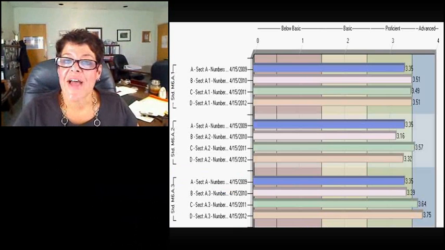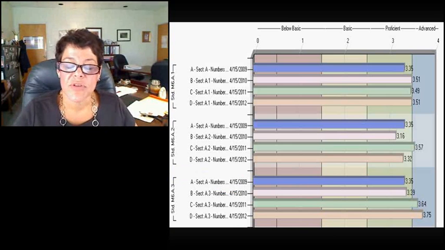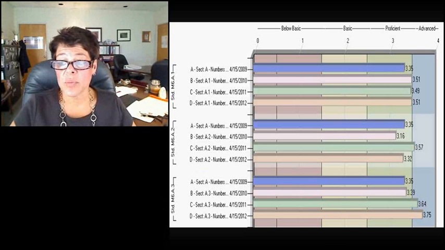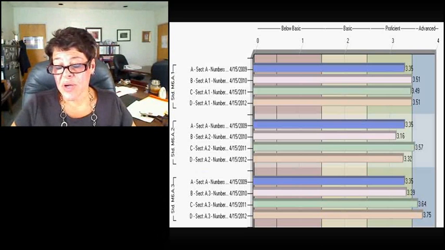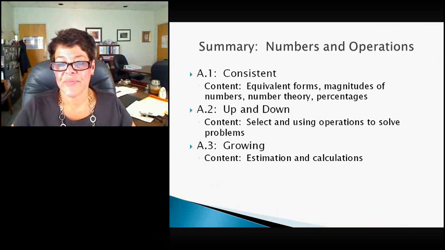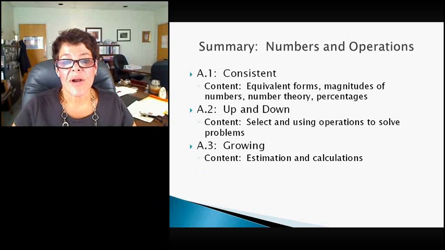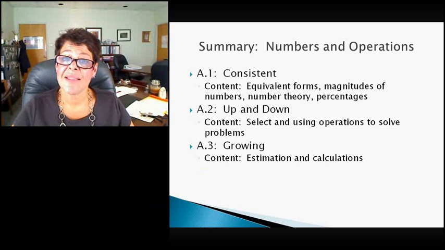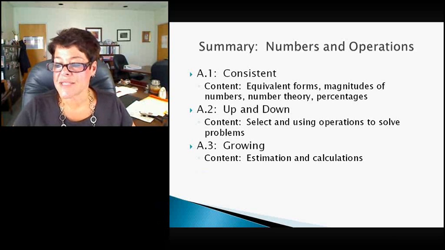When you look at the first set of anchors around numbers, number systems, number relationships, computation, you can see some interesting trends. On anchor 8.1, we're pretty consistent. On anchor 8.2, we kind of go up and down. And then on anchor 8.3, you can see a trend upward. What does this mean? Well, the content in 8.1 is all around equivalent forms, magnitudes, numbers, number theory, percentages, whereas 8.2 really focuses in on selecting and using operations to solve problems. And then 8.3, where we're seeing our growth, that's hitting estimation and then just basic number calculations using the 4 operations with whole numbers, decimals, and fractions.